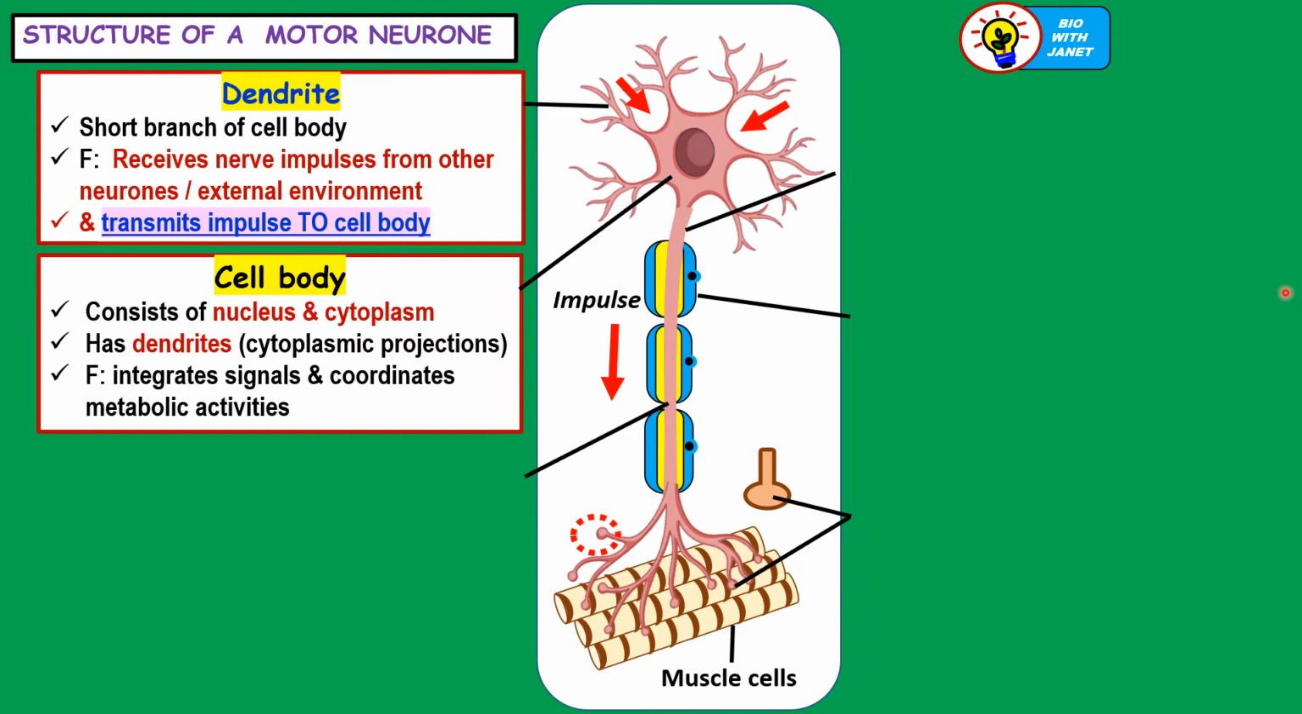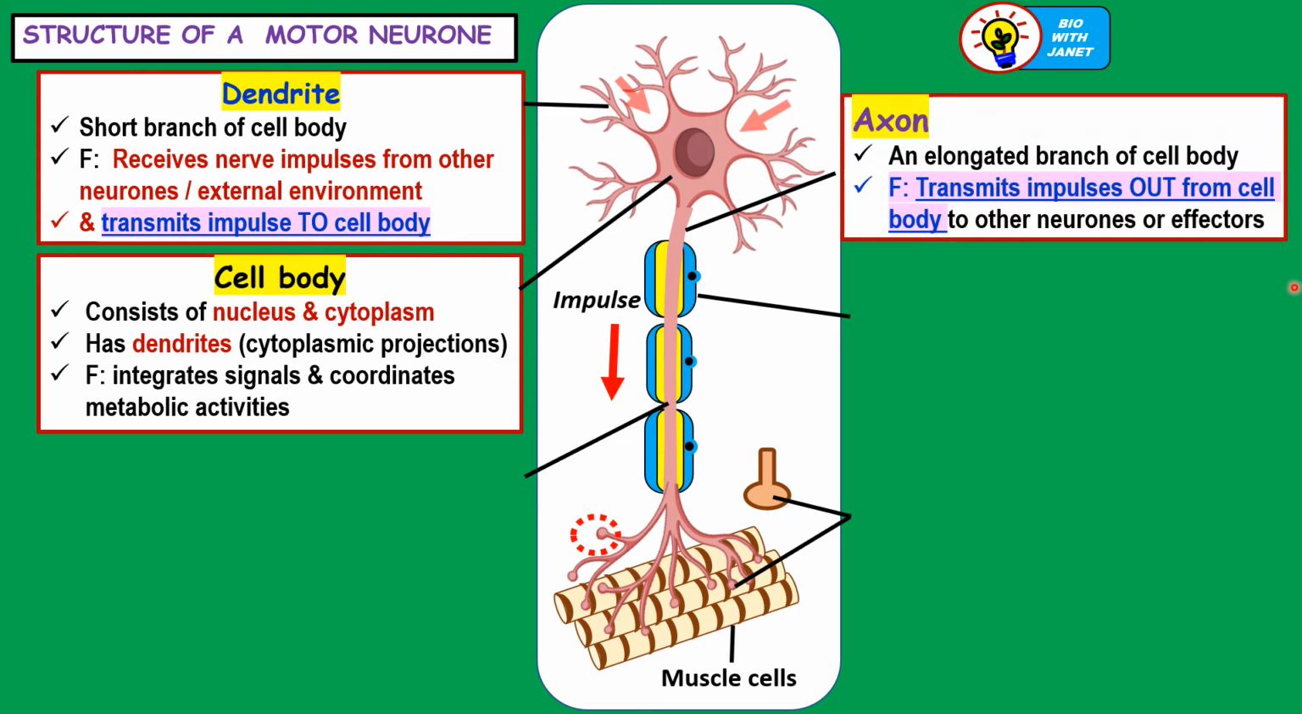So next we have the axon. So what's an axon? Now this shows you the flow of impulses into the dendrite and into the cell body. Now let's look at the axon. An axon is an elongated branch of the cell body in this case. It's quite long. The axon is quite long for the motor neuron, sometimes reaching up to 1 meter if it's found in the feet or the legs.